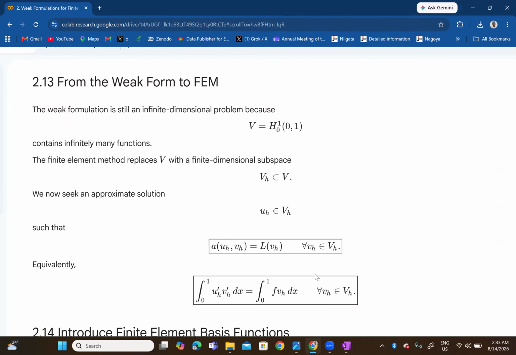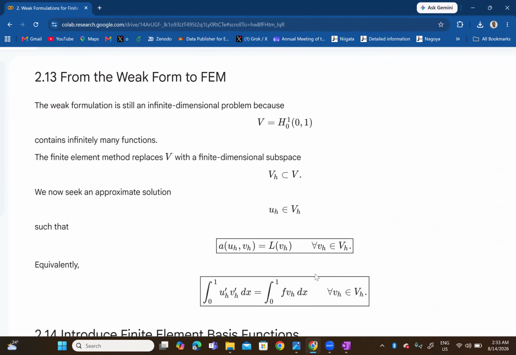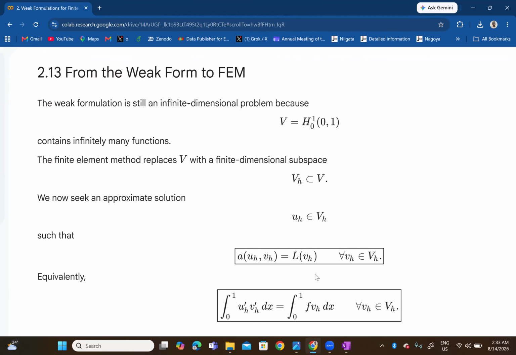So from the weak form to the finite element method. Having done the weak formulation, we have converted a strong form of a partial differential equation, which requires a second derivative, to a weak form, which requires only first derivatives. The weak formulation is still an infinite dimensional problem because V is equal to H sub 0 super 1 on the domain (0, 1), and that contains infinitely many functions. So the finite element method replaces V with a finite dimensional subspace V sub h, which is a subset of V.